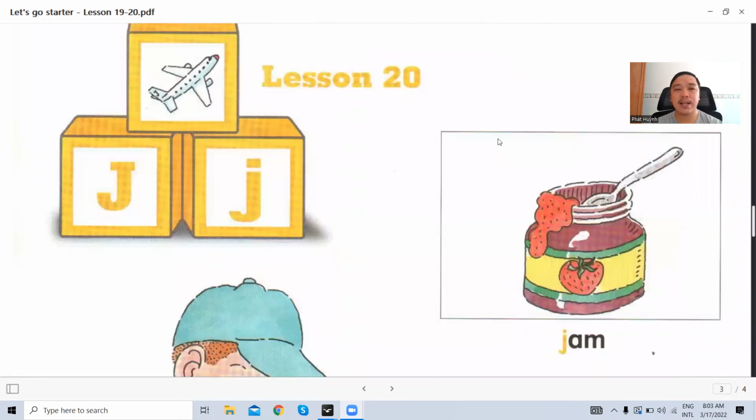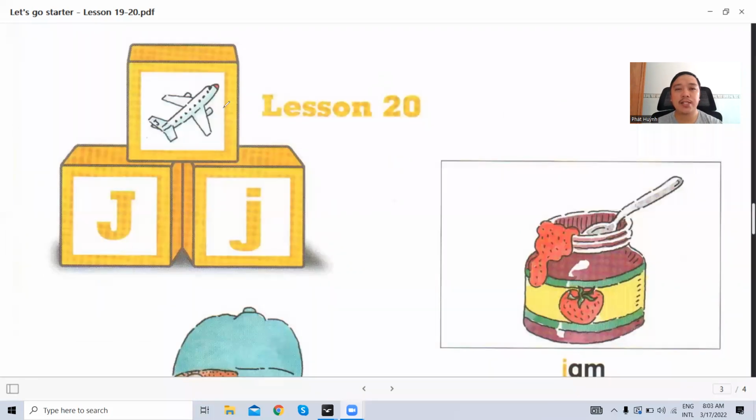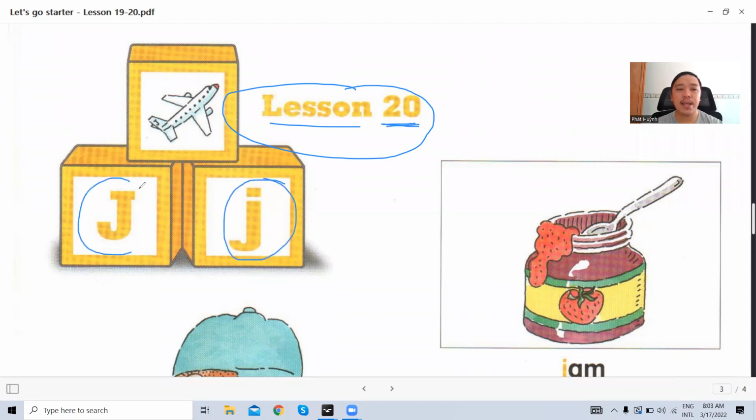Okay, we move to the next lesson, lesson 20. So tell me, what is lesson 20? Lesson 20 là gì các bạn? That's right. Tiết 20. Okay. So what is this letter? What is this letter in English? Cái chữ này tiếng Anh là gì các bạn? Cái chữ này nè. J. Okay, J. Good.